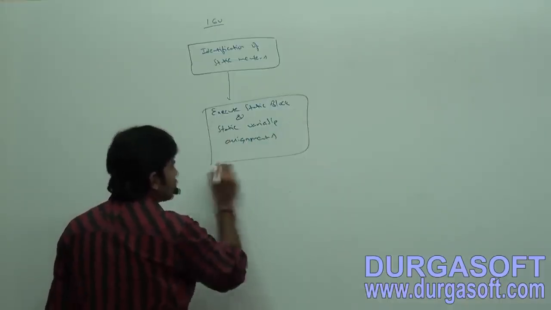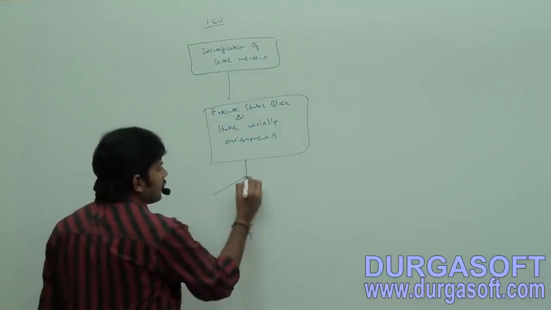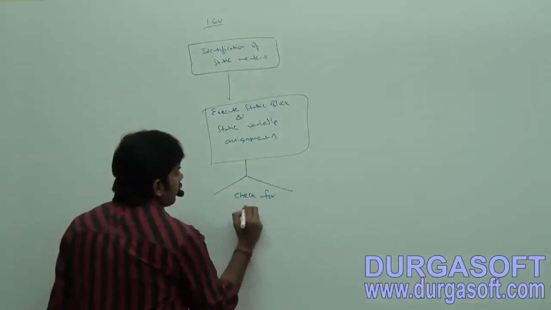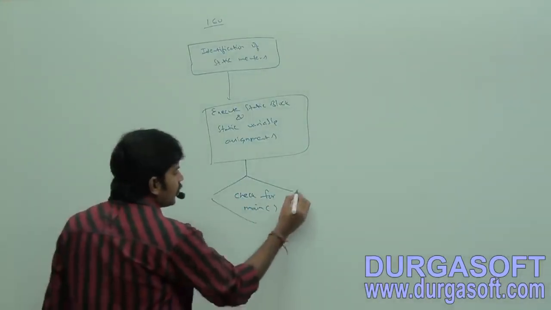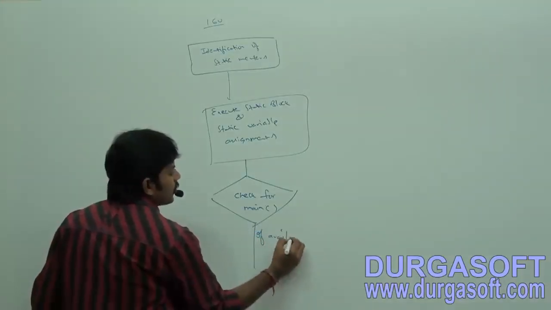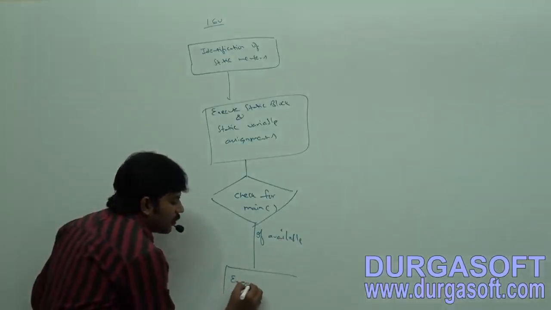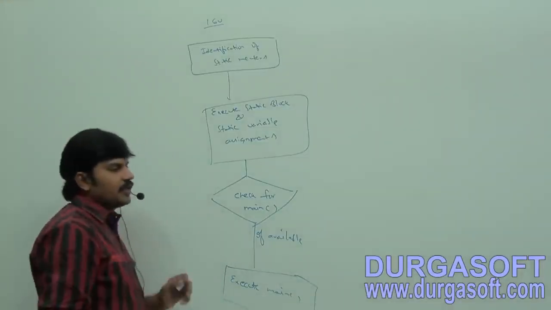Static variable assignments. And after that, check for main method. If it is available, what we have to do? Execute main method. Are you getting?